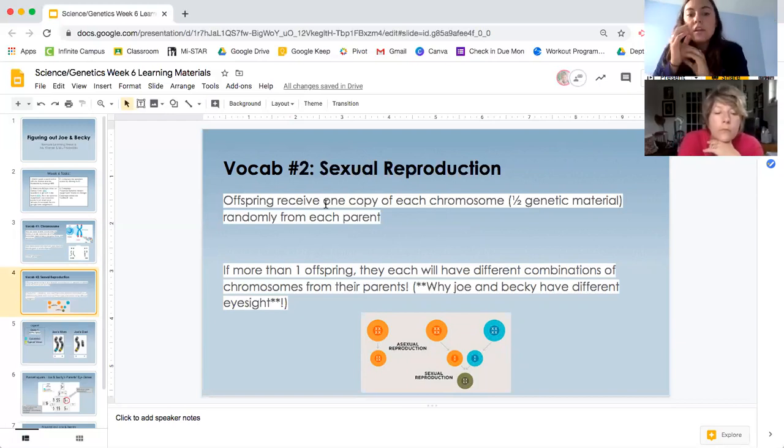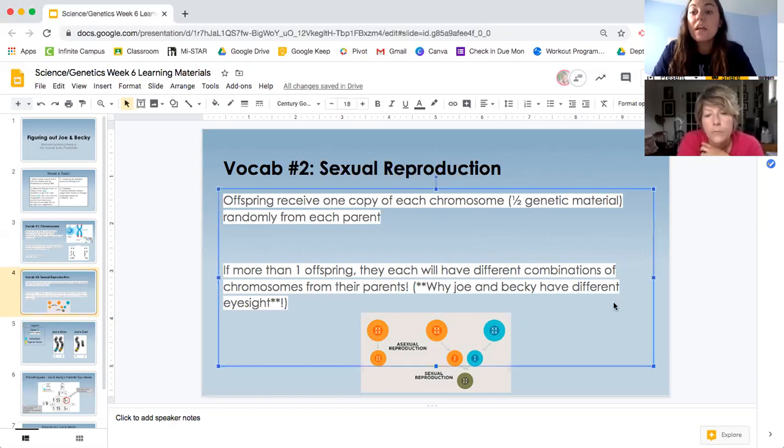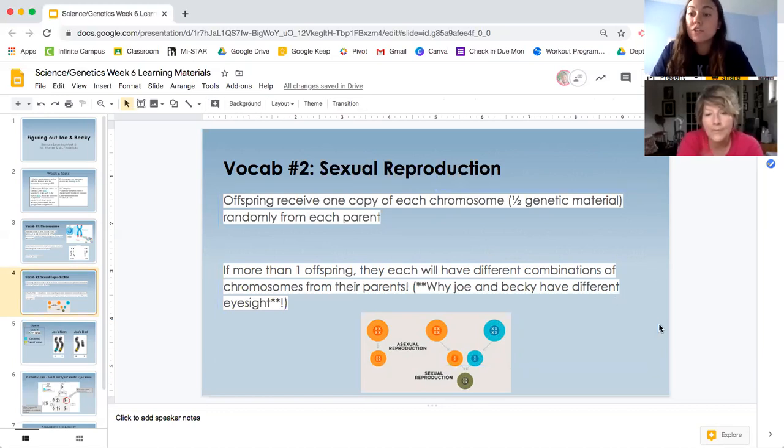You get half of your genetic material from your mom and half from your dad. Taking it back to the unit challenge with Joe and Becky, they're siblings. If there's more than one offspring, or if you have a sibling, they're each going to have different combinations of the chromosomes from their parents. That's why you don't look exactly like your siblings. That's why I bet Joe doesn't look exactly like Becky. And this is why Joe and Becky have different eyesight. One is color deficient and one is not, because they're receiving different combinations of chromosomes from their parents. They're not receiving the exact same thing.